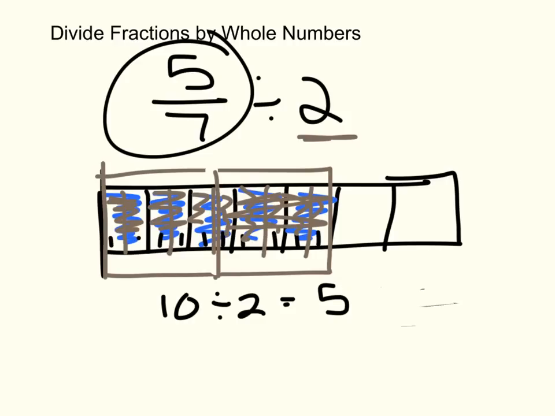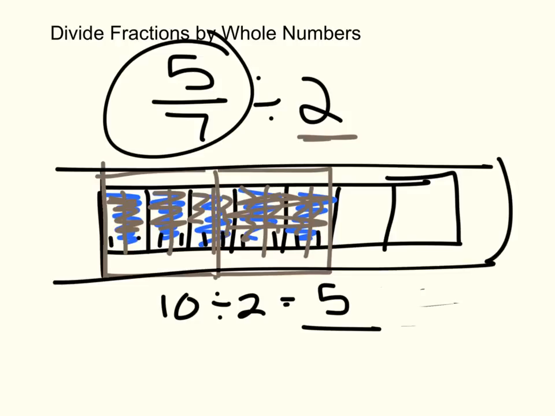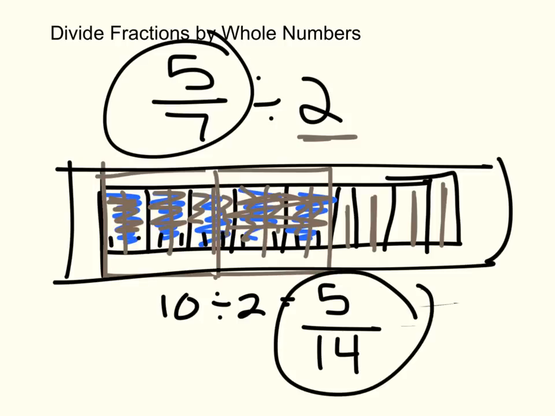But now I need to make sure I represent, well, what is this 5? 5 what? So I need to make sure I look at the whole amount. So I do the same thing here. I'm going to split each of these remaining 7s in half. I had 10. Now I have 11, 12, 13, 14. So my answer is 5/14.